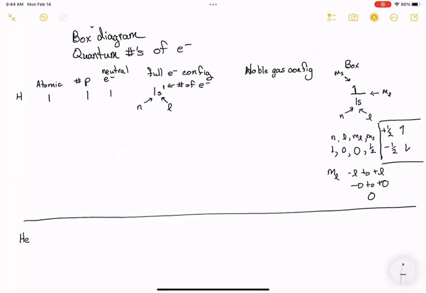Helium is atomic number 2. So it has 2 protons, and in a neutral atom, it will have 2 electrons. According to the Aufbau principle, you have to put them in the lowest shell, lowest subshell first, and an S subshell can fit 2 electrons. So helium is 1s2. Still, you can't do a noble gas configuration, but we can do a box diagram.